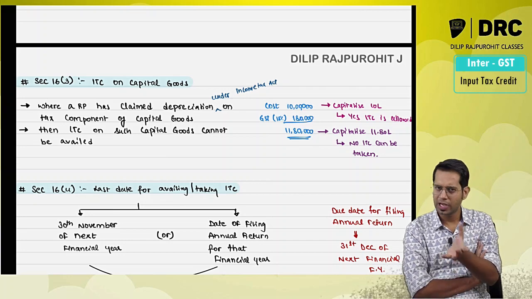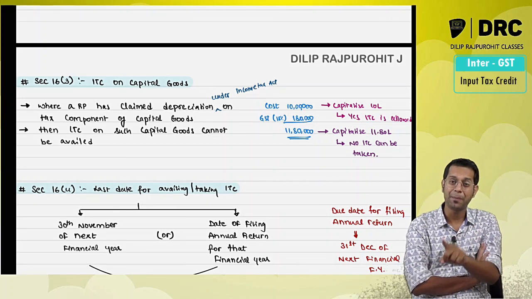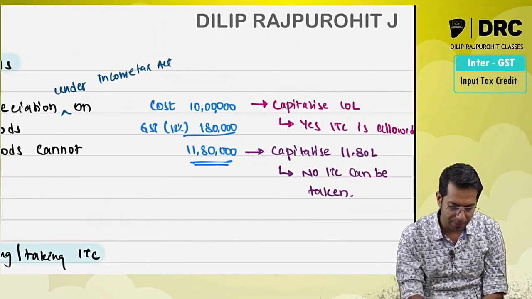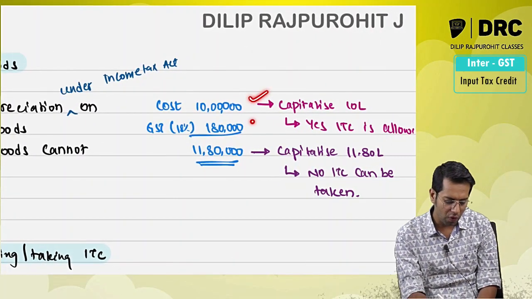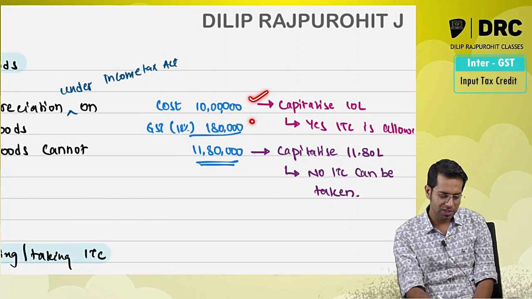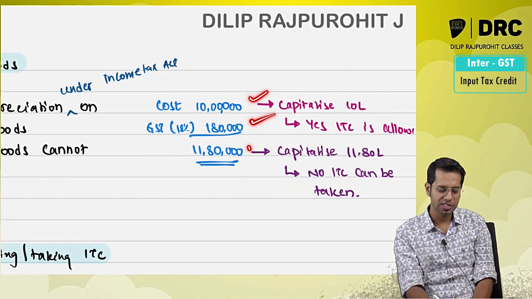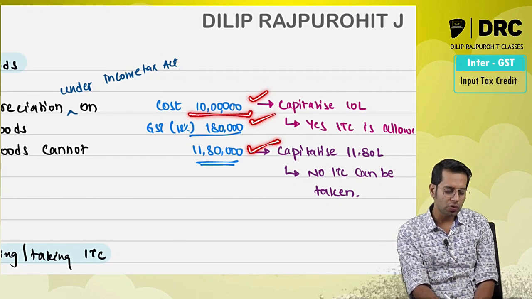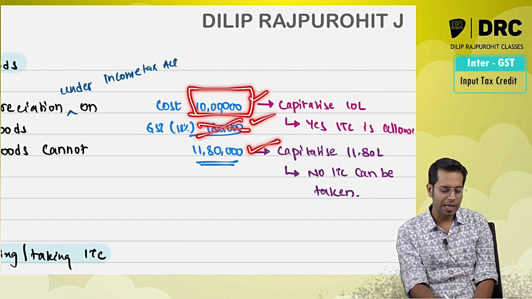Then section 16 subsection 3, ITC in case of capital goods. In case of capital goods, you can take input tax credit if you are not claiming depreciation on the tax component of capital goods. Meaning, say for example, you have purchased a capital good for 10 lakh rupees and the GST on that is 18%. So 1,80,000 is GST. So the total value is 11,80,000. So if you capitalize only 10 lakh rupees, that means you have not capitalized the tax amount. So you can take input tax credit.